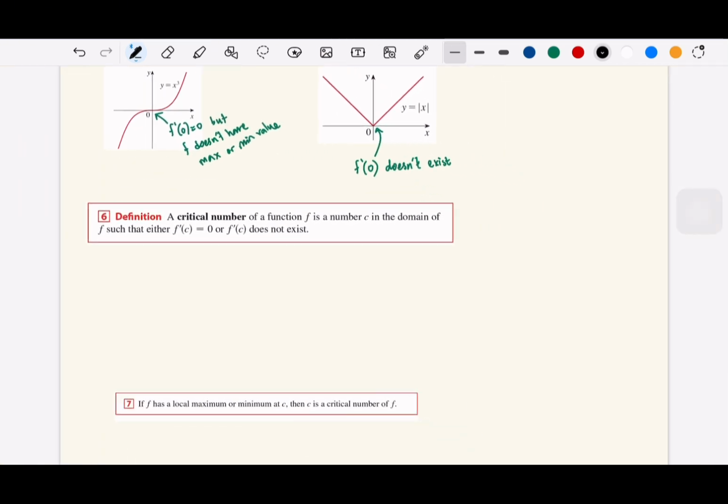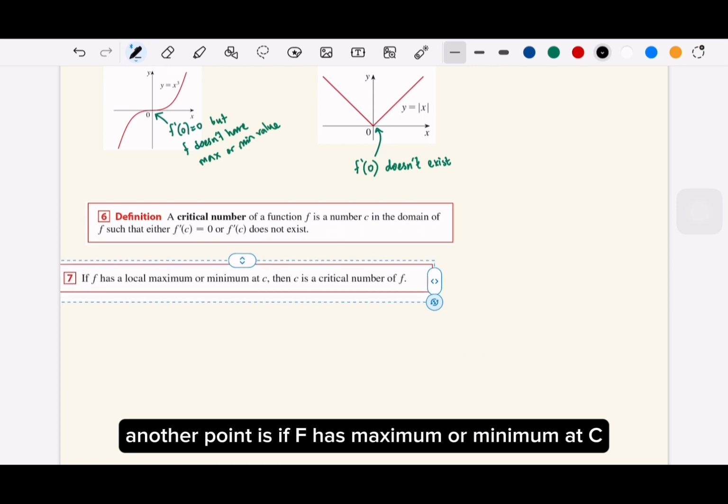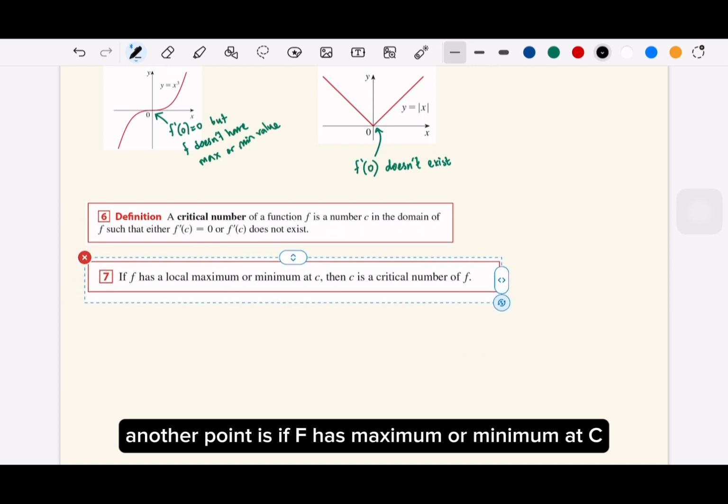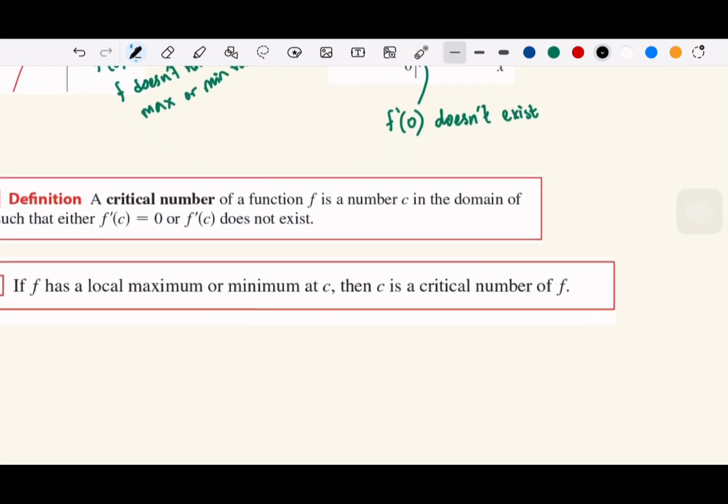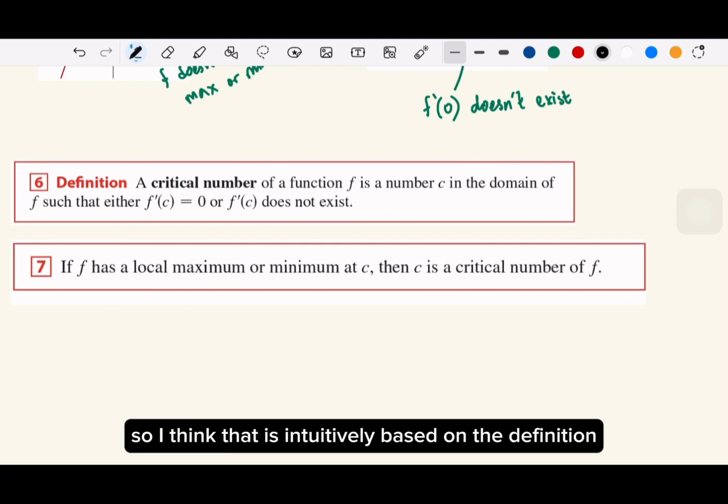And another point is, if f has a maximum or minimum at c, then c is a critical number. I think that is intuitive based on the definition.